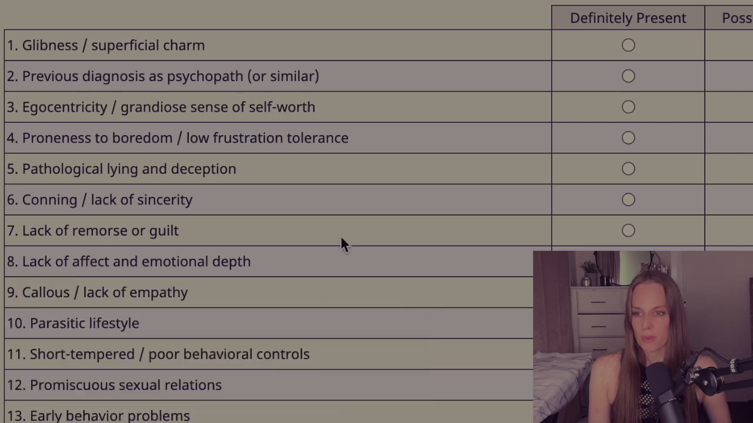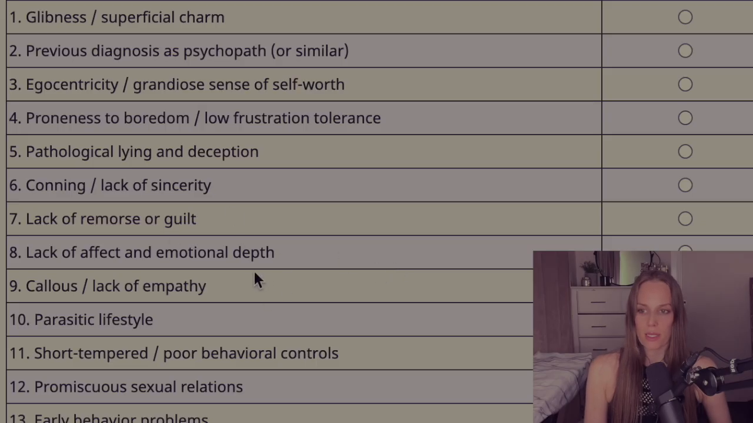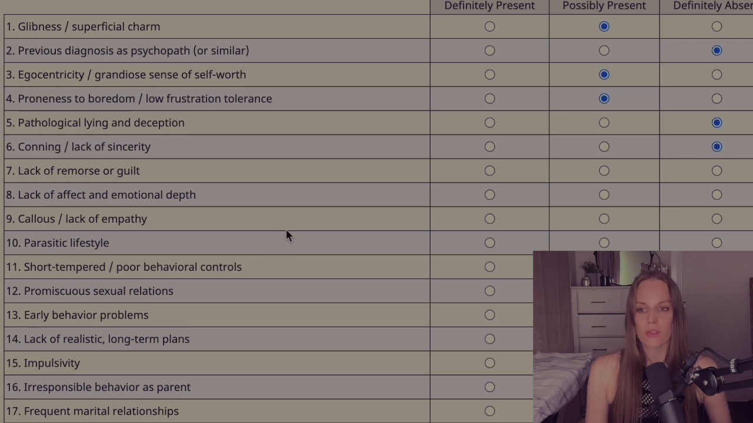Again, I think we're probably all guilty of being a little bit like that sometimes, especially if you're being blamed for something and maybe feel a bit shameful, you might try to defend yourself and come across like this. But generally, I do think I'm a very empathetic person. So I'll say definitely absent for that one. Lack of remorse or guilt when I hurt someone.